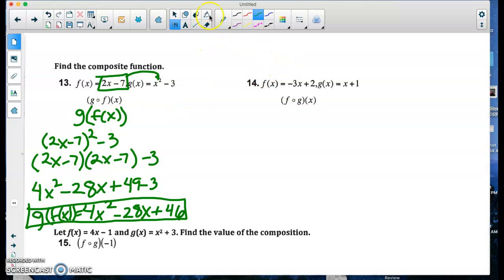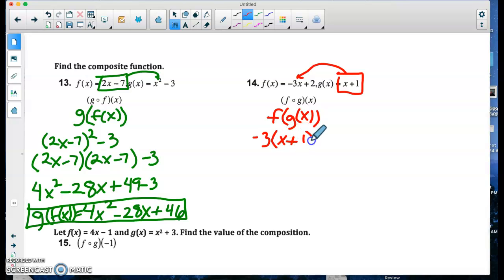Okay. All right, this next one, again, we're going to rewrite it. This time our f is on the outside and our g is on the inside. This whole thing is going in for this x right here. So I'm going to have negative 3, and instead of that x, we have our x plus 1. We also have that plus 2, so bring that down.